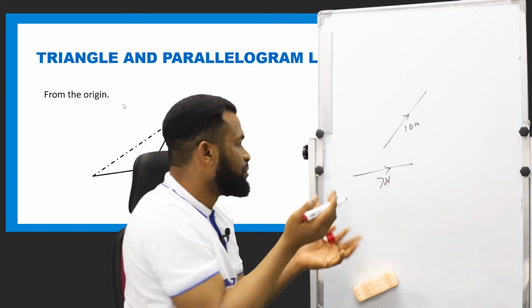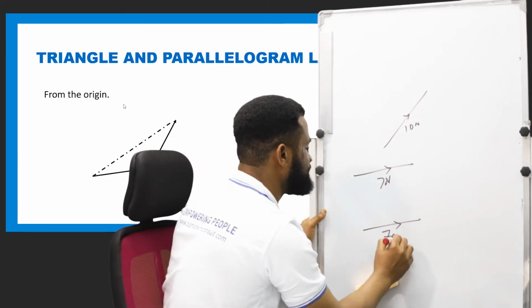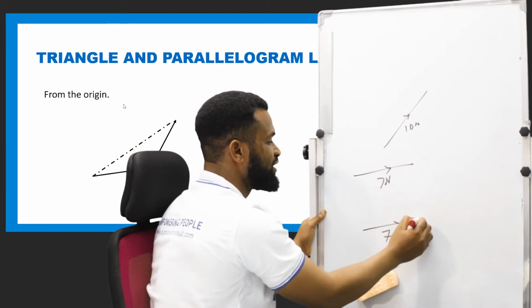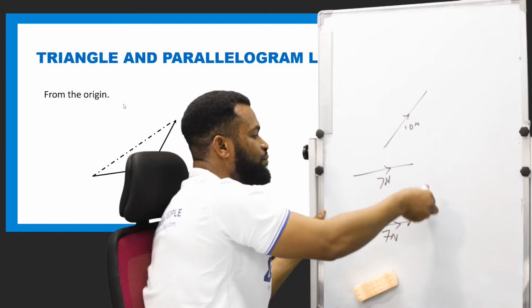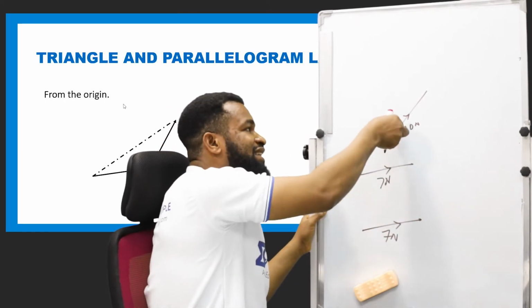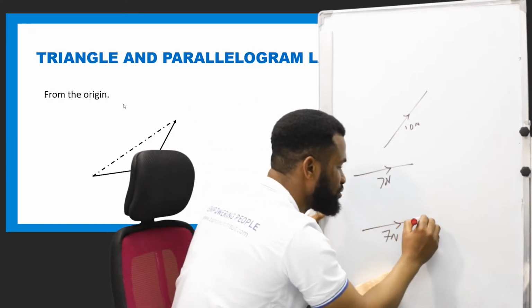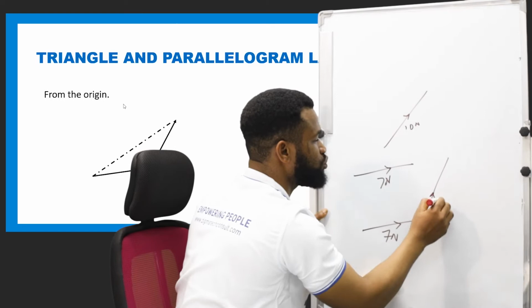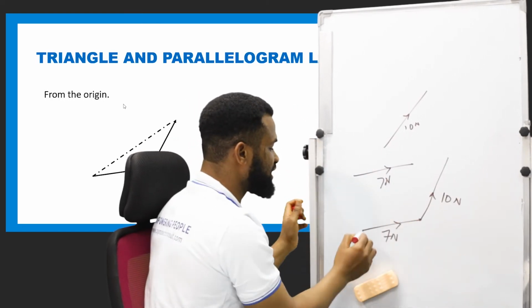That's all. But how do you do that? First of all, draw the first one, which is 7 Newton. Then this is the head and this is the tail. Carry the second one and place its tail at the head of the first. So I'm going to do it like this. 10 Newton. Then this is the starting point.